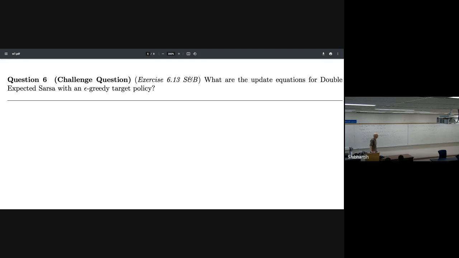All right. Done. If you know everything about double Q-learning and expected SARSA, solving this doesn't take much time. You just write the update equations and then you're good. All right. So I propose that we move on to the very new worksheet, because I'm excited about it.